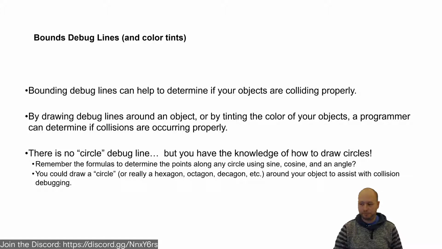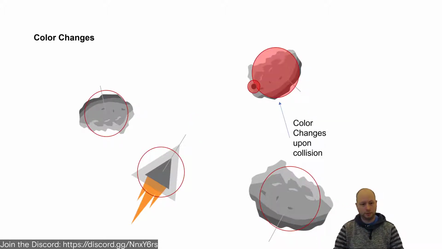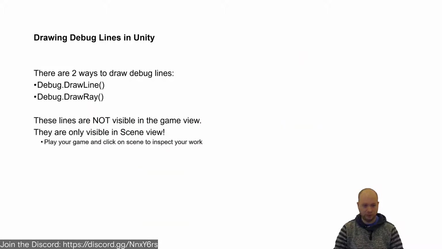We can also play with bounding debug lines. We can determine if our objects are colliding properly. We can change the colors of those lines to come up with realizations like, oh, it's colliding, it's not colliding, there's a bug here, and so on. There's no circle debug lines, but you can create bounding lines around an object and make it look more circular if you'd like. So for example, bounding circles versus color changes can give us information of when things are actually taking place.